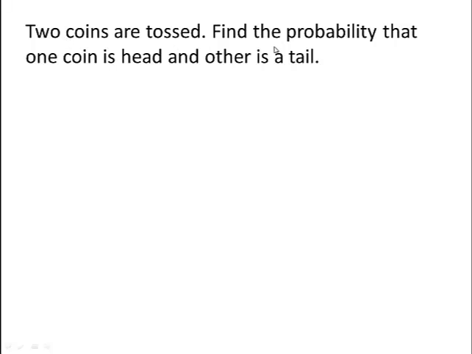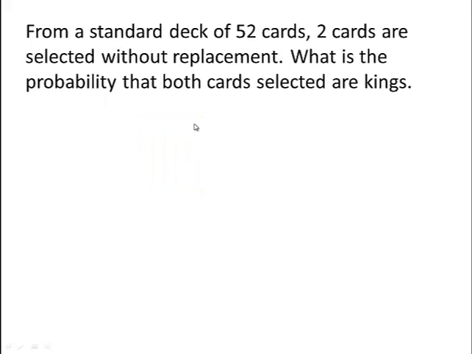2 coins are tossed. Find the probability that one coin is heads and the other one is tails. This is all the different combinations. This is the total sample space. And how many of them are 1 heads and 1 tails? 2. So 2 out of 4 is 1/2.